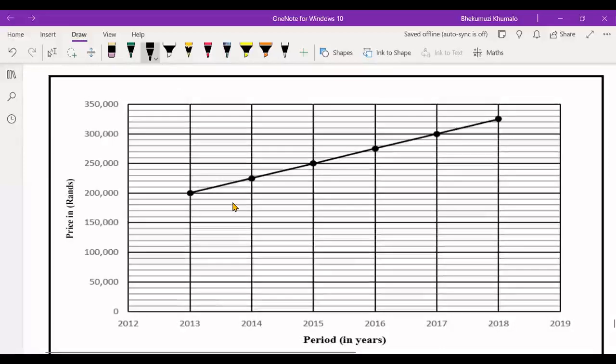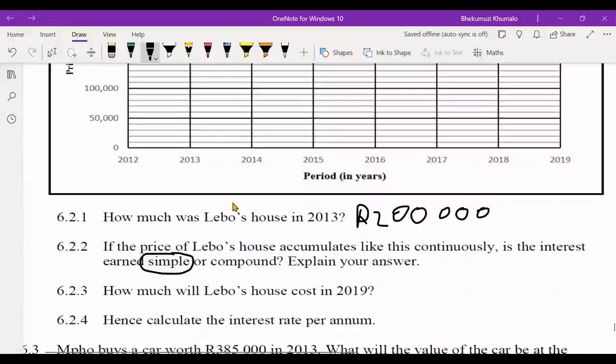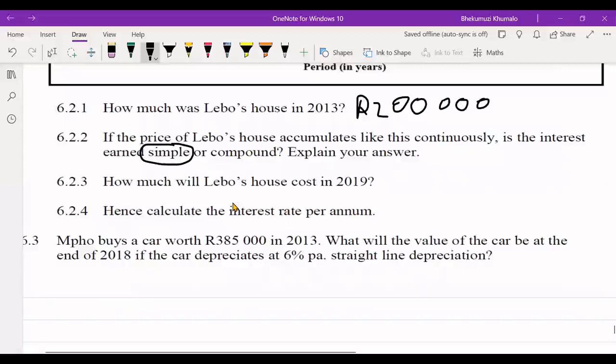Those are the differences between the two when you see a graph like this and they ask you to explain your answer. You explain by saying it is simple interest that is being earned because, as you can see with the graph, simple interest grows as a linear or straight line, and compound interest is a curve. Basically, that's 6.2.2.